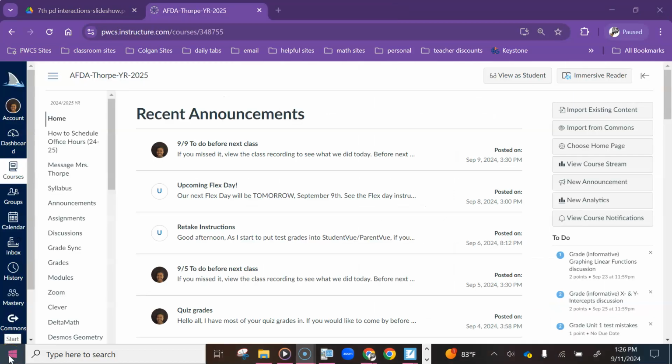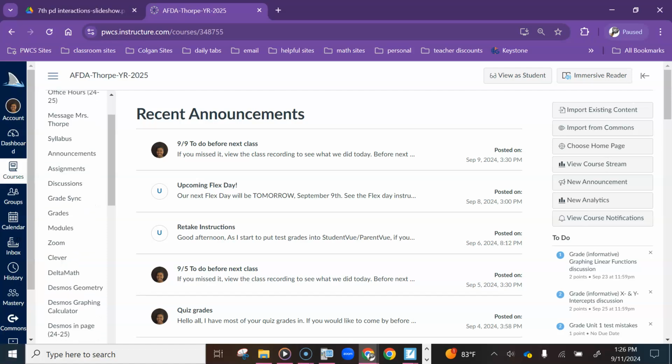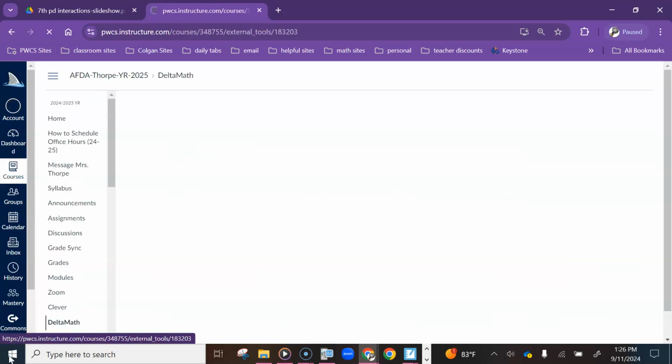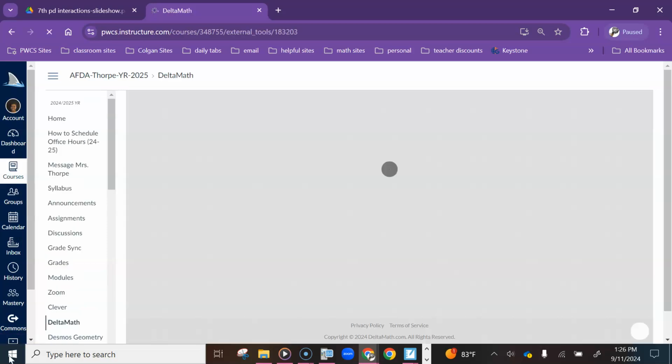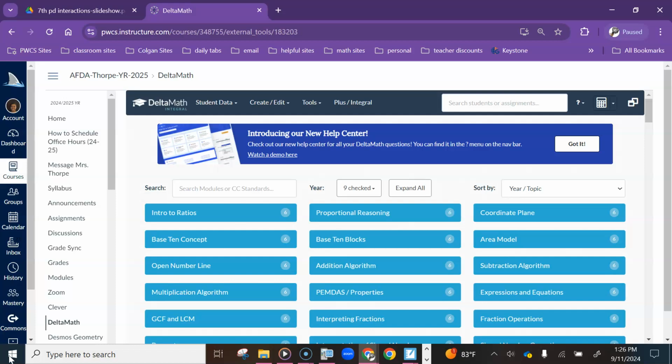So, Delta Math changed, and how we get into Delta Math is going to change. First, I need you to do this, that way the class populates. In your side link, go into the class, and in the side link, go into Delta Math.